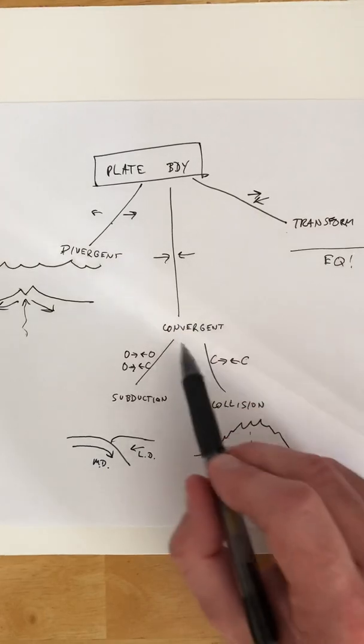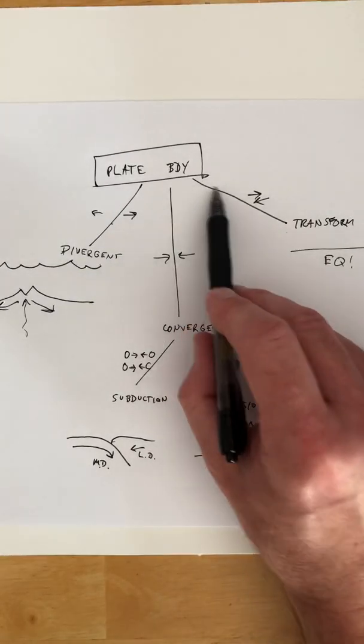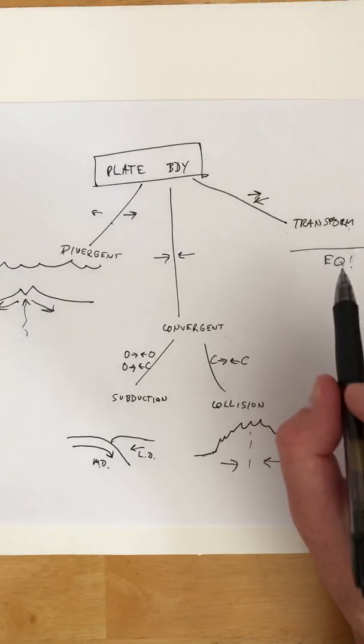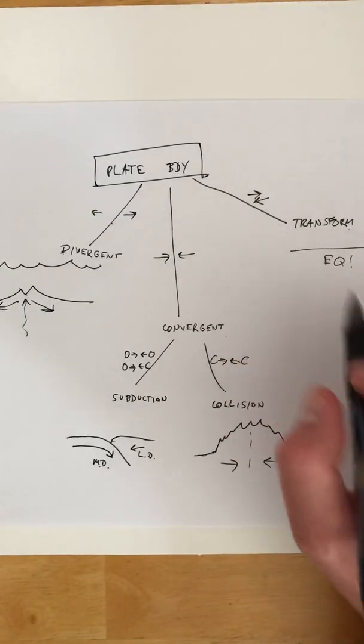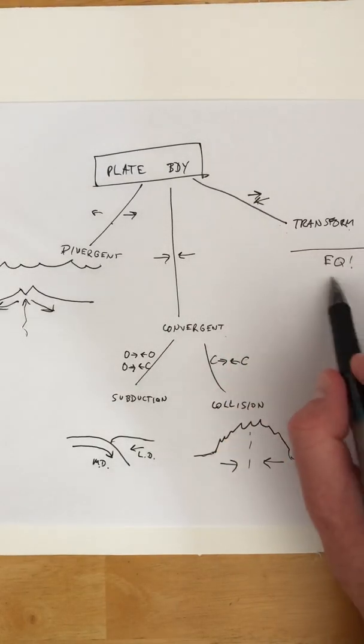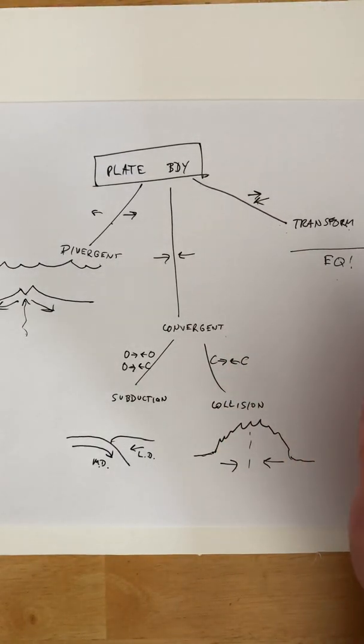When plates come together, they're called convergent, and when they grind past each other, it's called a transform boundary. Now, I'll mention this again at the end, but really all we need to know about transform boundaries is the plates are grinding past each other, and it leads to earthquakes. No mountains, no trenches, no magma, just earthquakes.